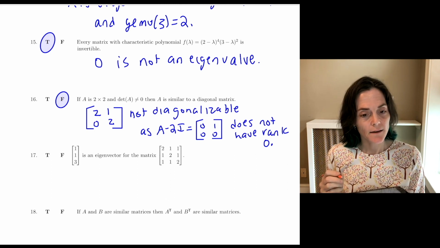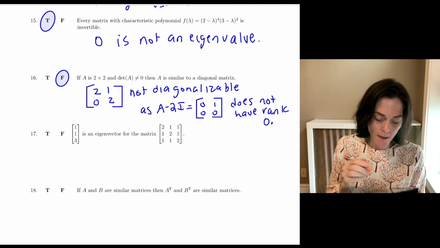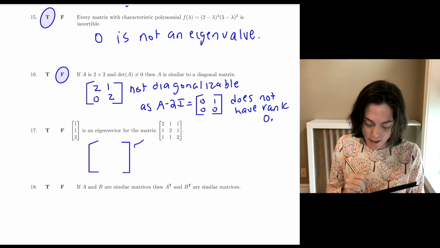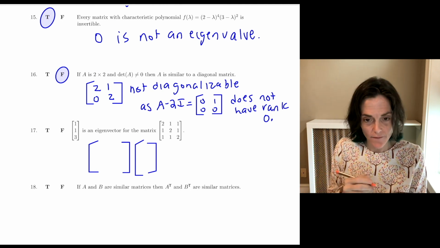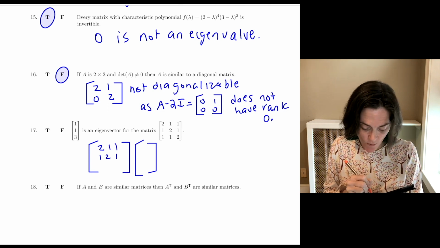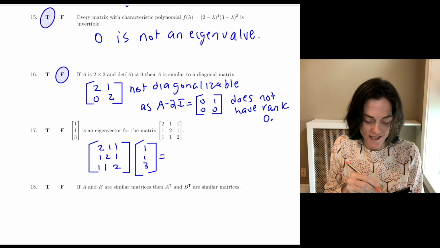Next question. 1, 1, 3 is an eigenvector for this matrix. This we can just multiply and find out. So we can take this matrix times this vector, and see if we get a multiple of the vector. Okay, we have 2, 1, 1, 1, 2, 1, 1, 1, 2. We multiply by 1, 1, 3. What do we get?